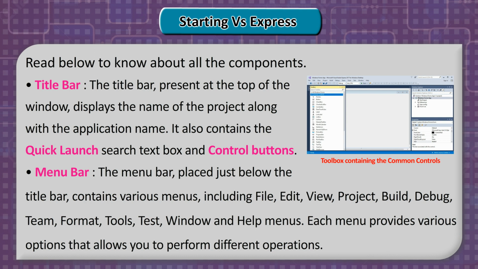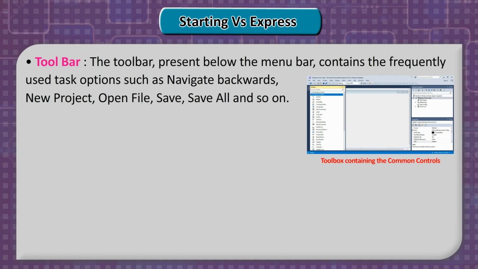Menu bar. The menu bar, placed just below the title bar, contains various menus, including File, Edit, View, Project, Build, Debug, Team, Format, Tools, Test, Window and Help menus. Each menu provides various options that allow you to perform different operations. Toolbar. The toolbar, present below the menu bar, contains the frequently used task options such as Navigate backwards, New Project, Open File, Save, Save All and so on.